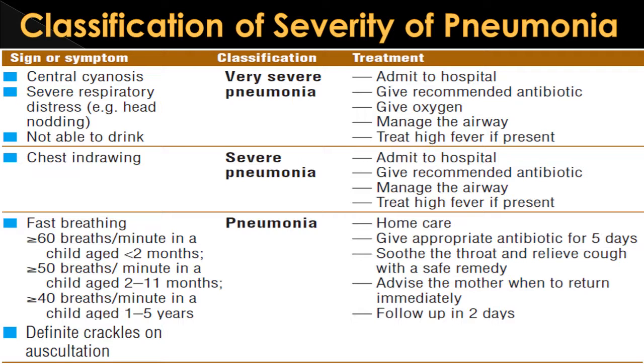The child may need clearing of the airway by normal saline nasal drops, steam inhalation, or normal saline nebulizations, or sometimes a bronchodilator or mucolytic agent, because beta 2 agonists also act as mucolytic agents, so sometimes a mucolytic agent may also be needed. And treat high fever if present.